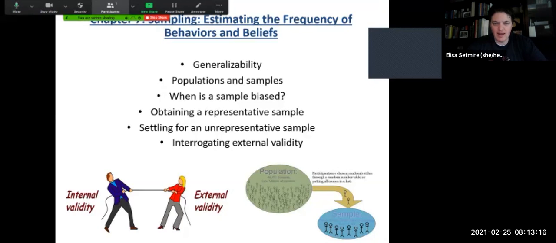So we'll talk a little bit about generalizability, populations versus samples. How do we know when we have a good sample, when it's biased? How can we obtain a representative one? Settling for an unrepresentative sample, worst case if we need to, and then a little bit more about external validity. So how do we get our sample that we're going to be using for our experiment or for our research, and some of the different implications of that.